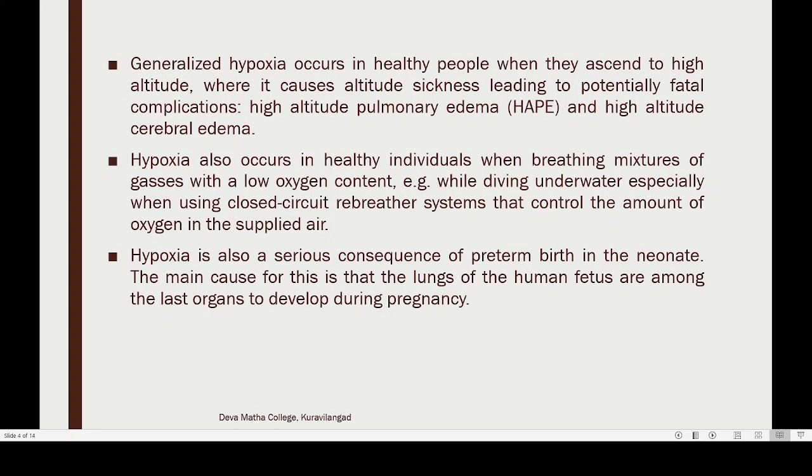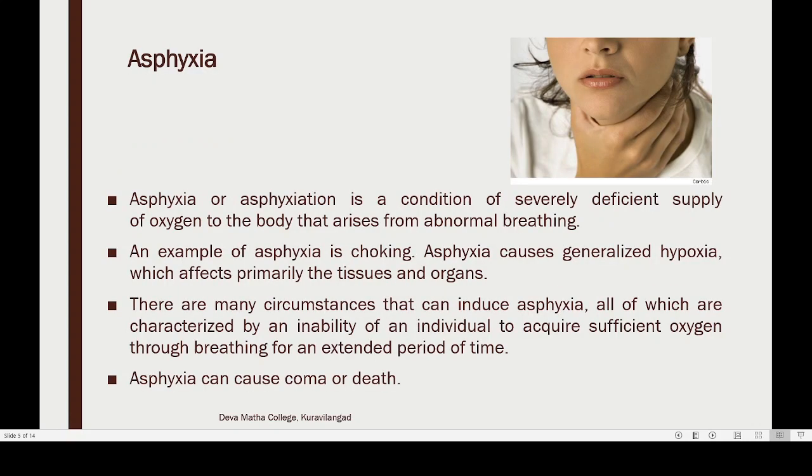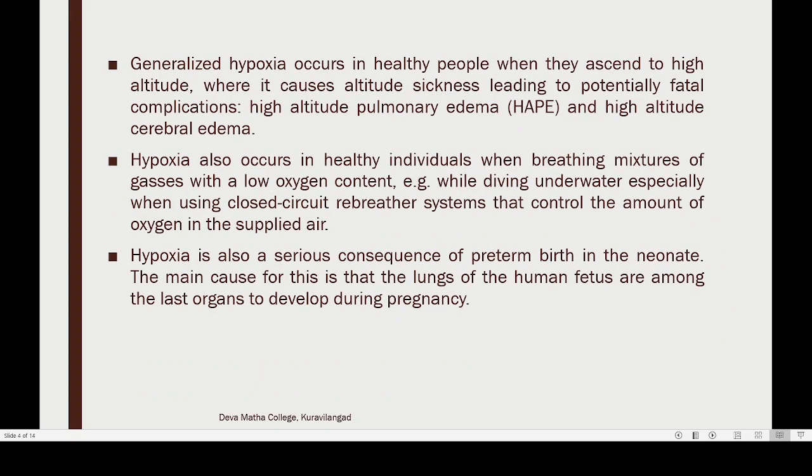The main cause is that the lungs of the human fetus are the last organ to develop during pregnancy. So in preterm birth, you might have noticed that doctors place the children in a small ventilator, because the ventilator supplies oxygen through a tube, since the lungs cannot breathe oxygen. The child may not be able to breathe or inspire properly, so the oxygen has to be supplied from an external device, and that is known as the ventilator. So these are some of the problems that we find in the case of hypoxia.